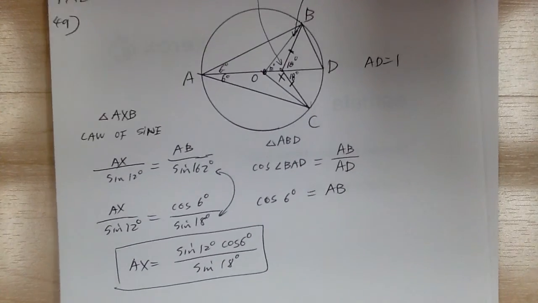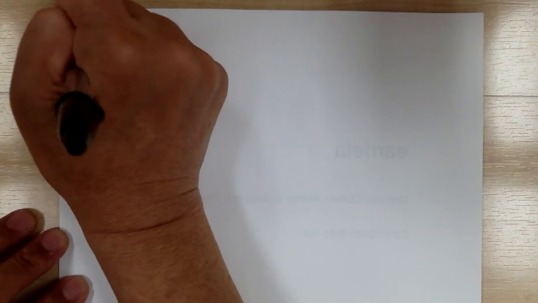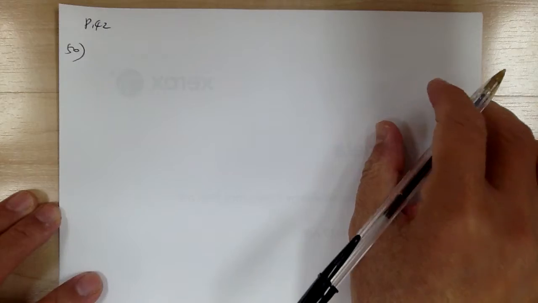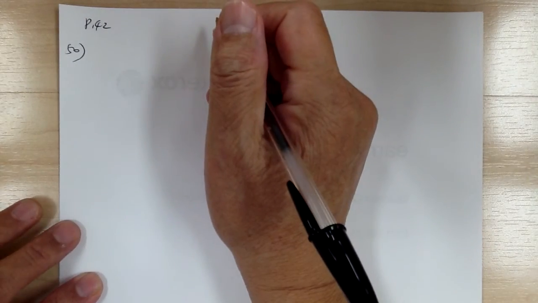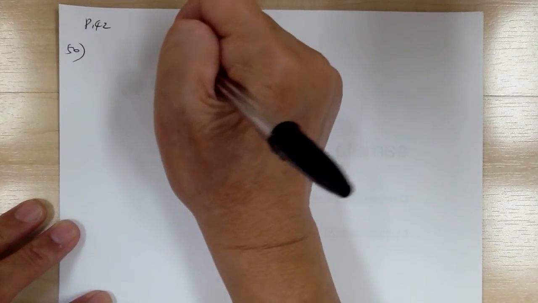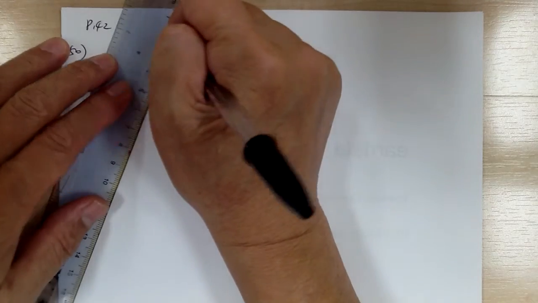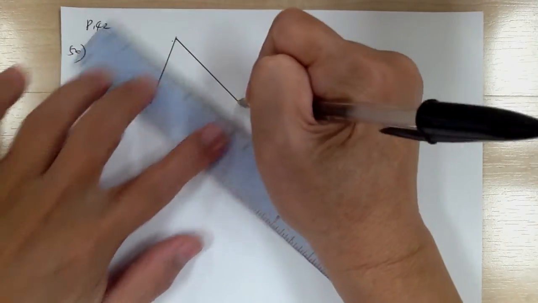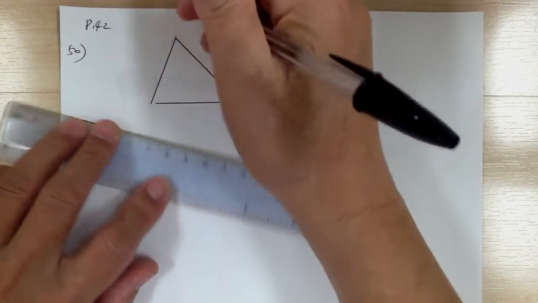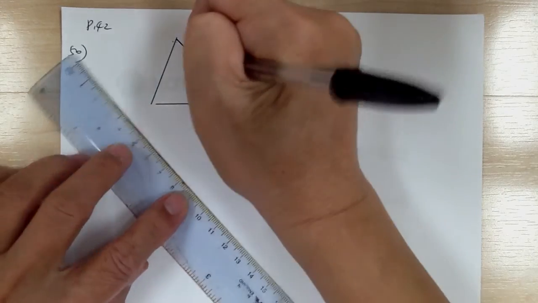Okay, let's go to the next one. You want to show that if AD is the median of the triangle ABC, then that. So again, you have a triangle, and you're going through the median.